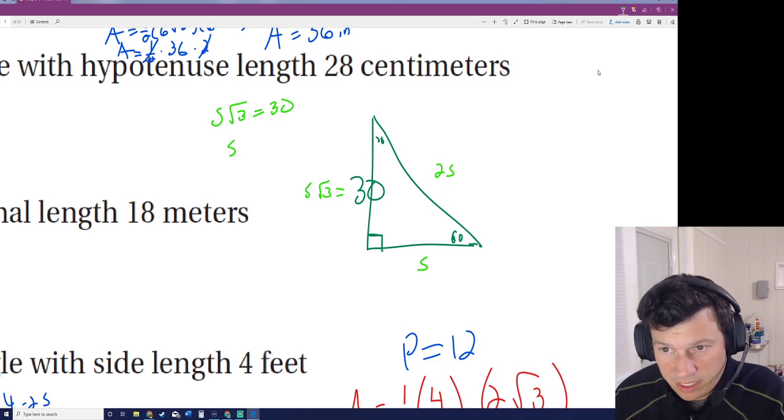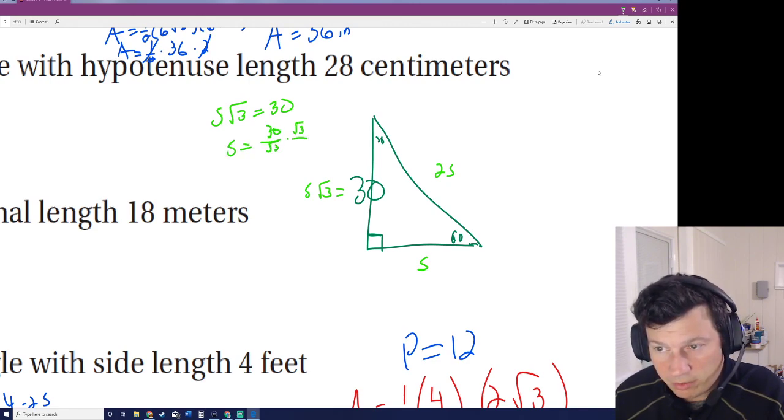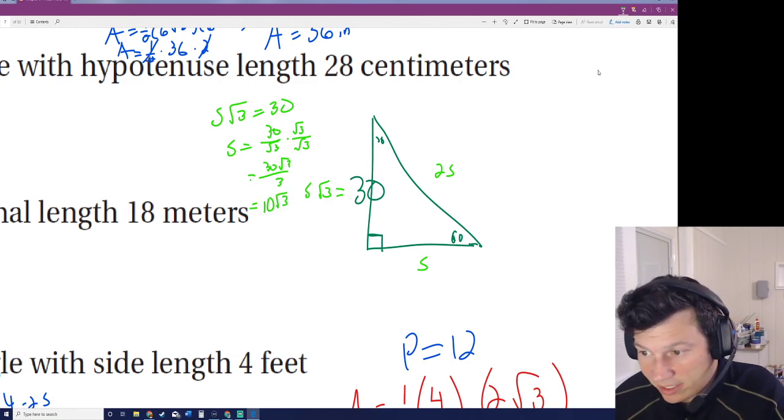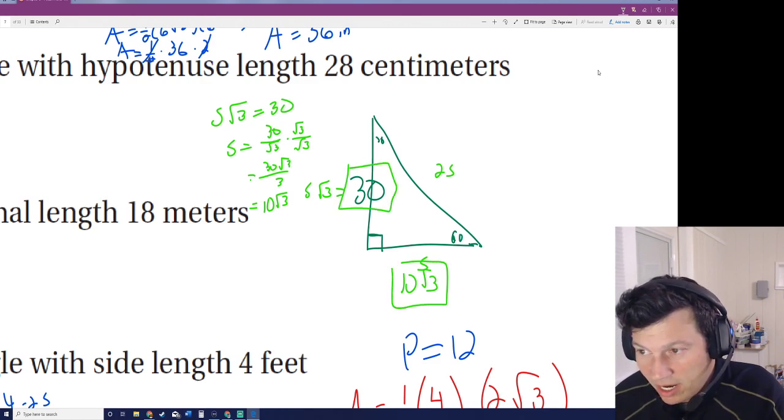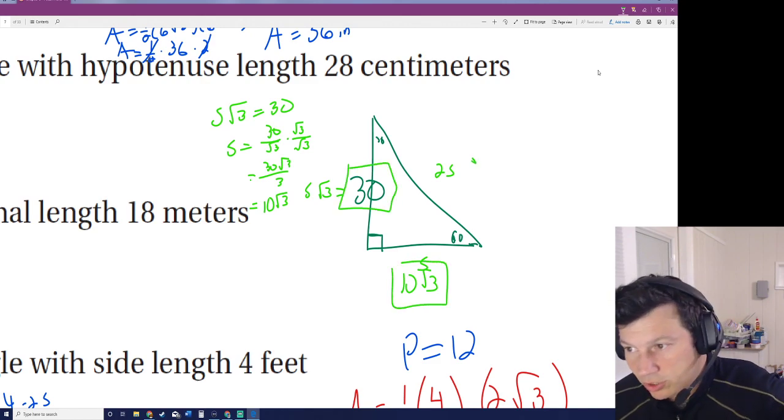So I divide: S equals 30 over root 3. Now we've got to rationalize, so root 3 over root 3 in this case. So 30 root 3 over 3, which is just 10 root 3. All that simplifies to 10. So S right here is 10 root 3, so that's this side. This side was 30. And then 2S, well, 2 times 10 root 3 is just 20 root 3.